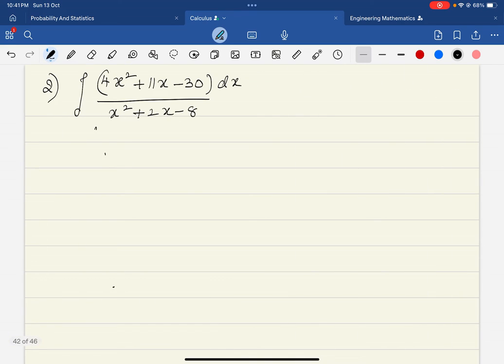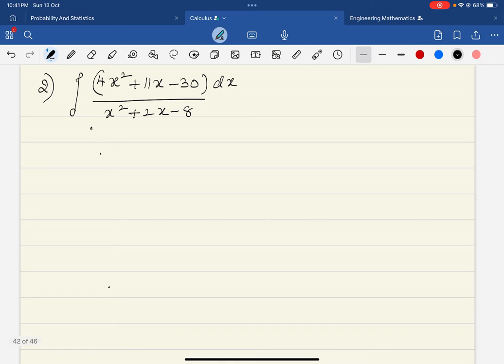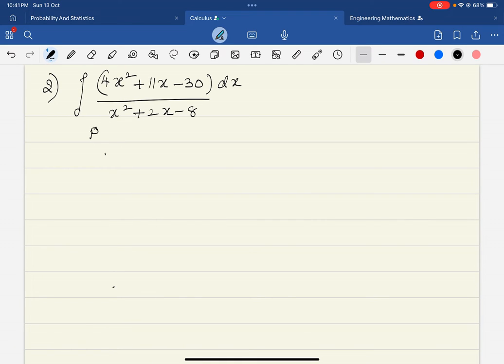Okay, let us now take one more problem. What is 4x square plus 11x? Now let us see what is p of x. Degree is equal to 2. Degree of q of x is also equal to 2. Even though they are equal, they are improper. Correct? Only for less than. When the degree of p of x is less than degree of q of x, it is proper. Otherwise, it is improper partial fraction.